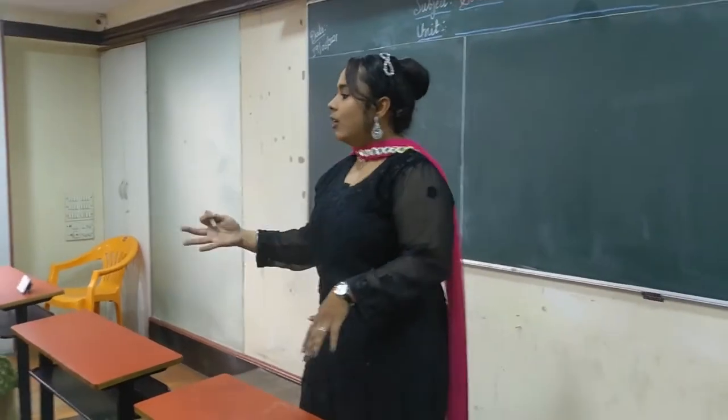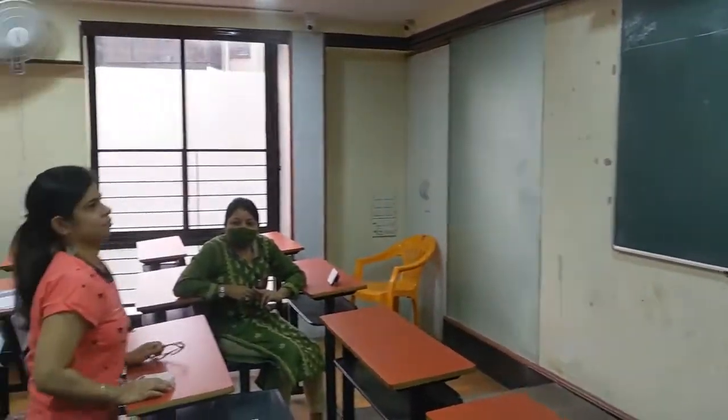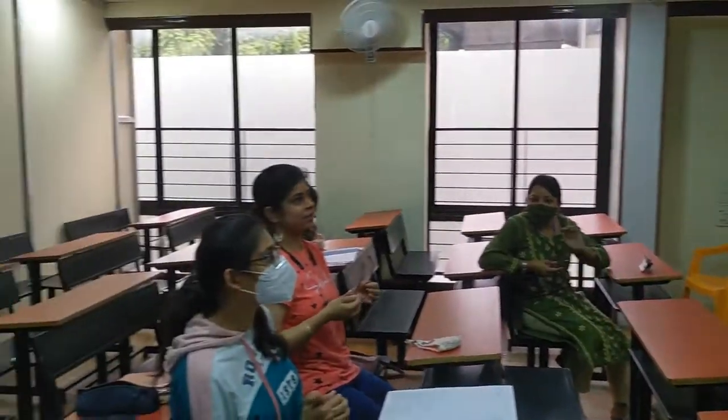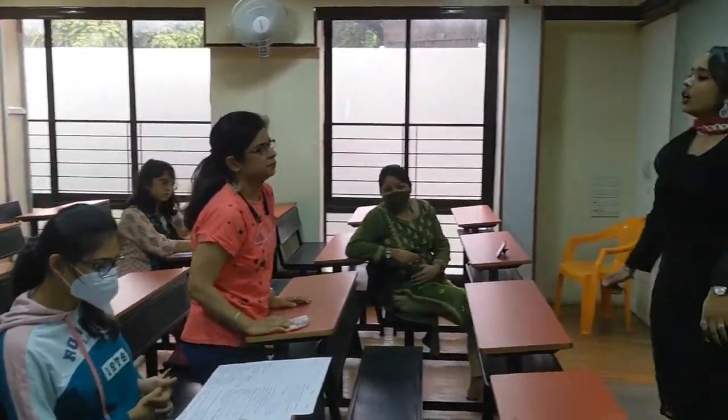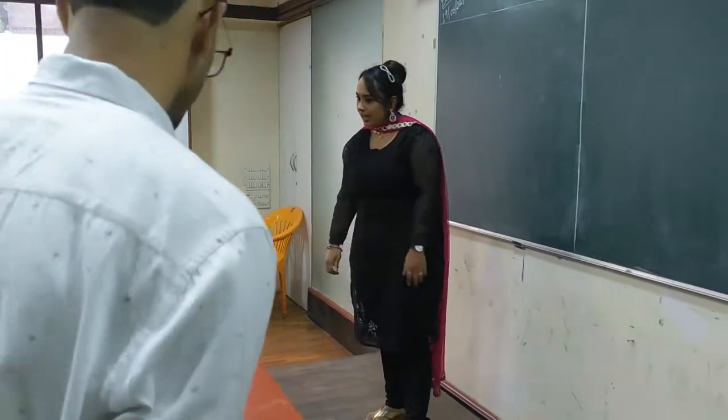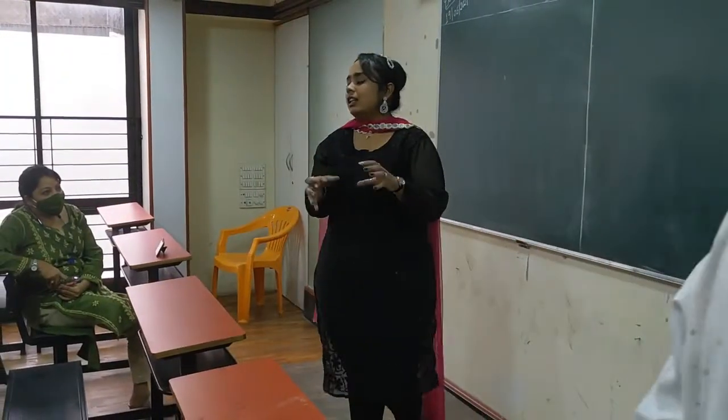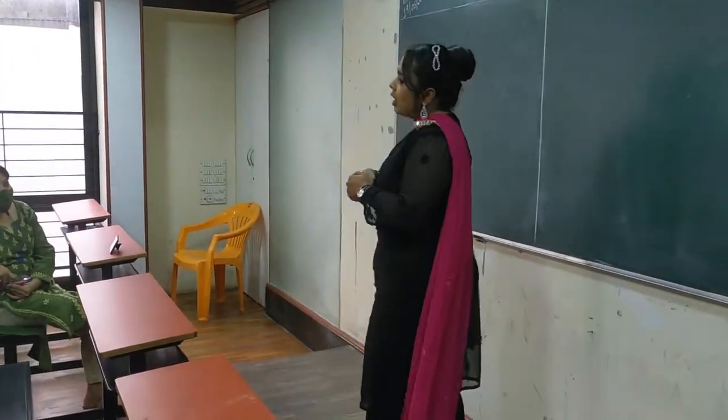So, Riya, what are chromosomes made up of? DNA. Perfect. So, chromosomes are made up of DNA. Till here we have seen in our previous class, along with its structure.